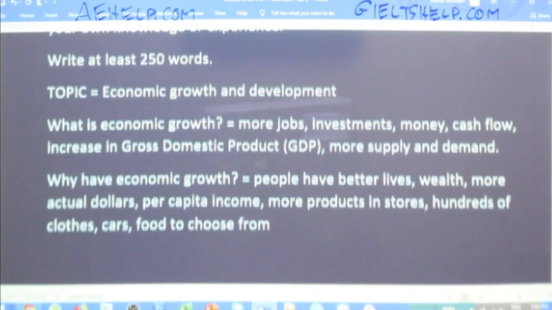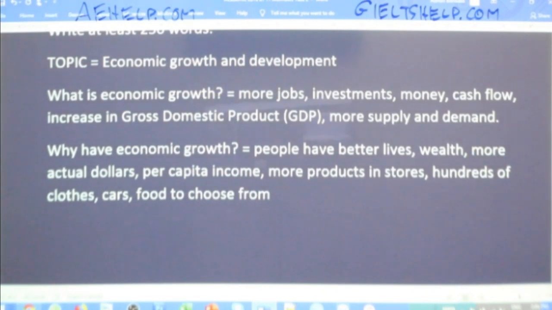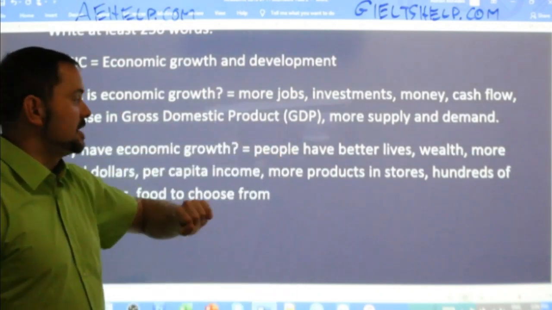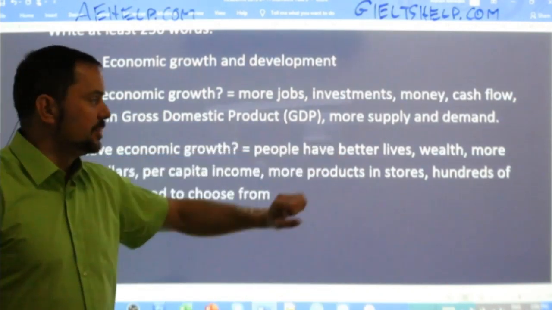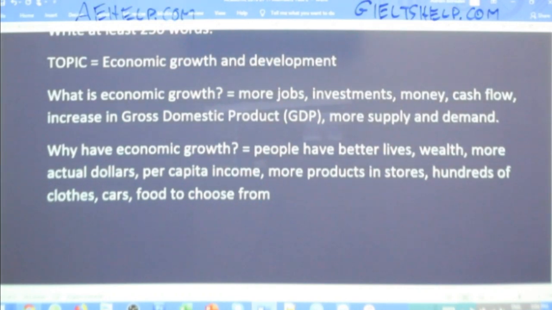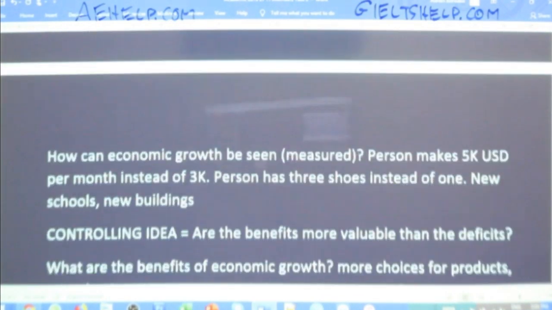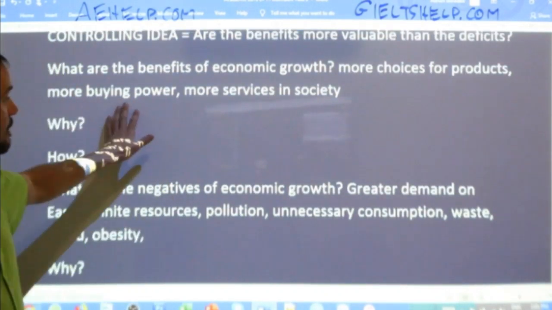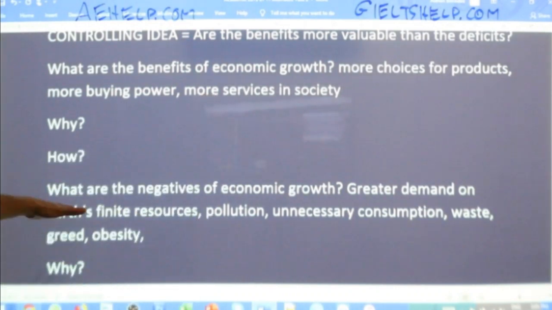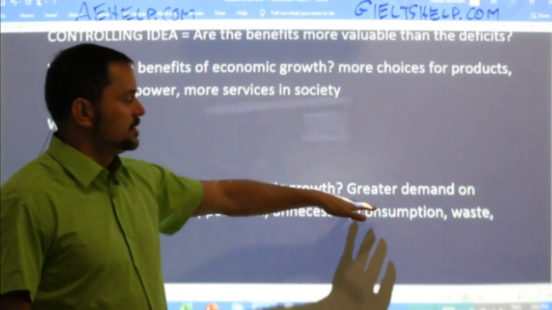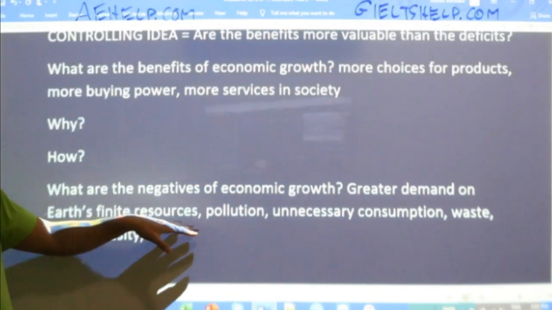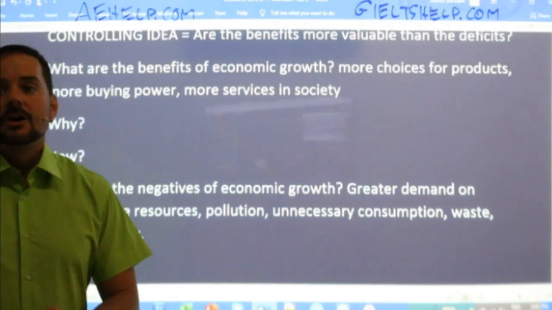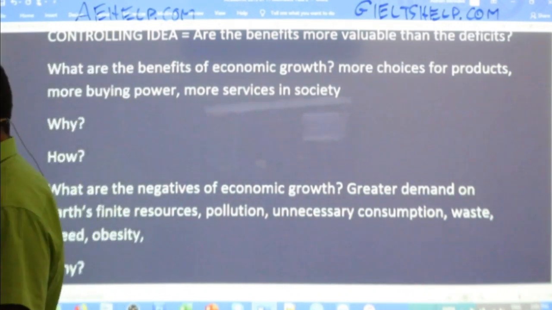And the key pieces we need for that thesis is economic growth, more jobs, investment, cash flow, increase in gross domestic product, leads to better lives, more wealth, okay, more choices of products. The benefits again include more buying power, more services in society. The negatives of economic growth means greater demand on Earth's finite resources, pollution, unnecessary consumption, waste, greed, obesity, or health problems, right?